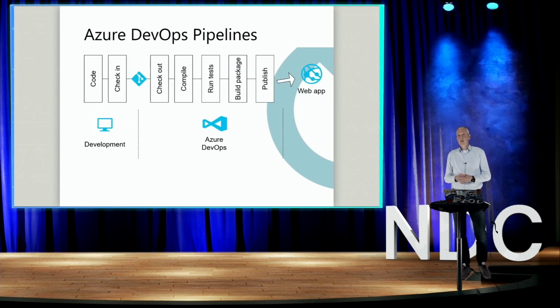In the scenario of a build infrastructure, you still have your development, your coding, and you check in your code to the local repository, and then you push it to some Git repository remote. Then on Azure DevOps pipelines, you check it out, it is compiled, you run the tests, you build your packages, and you publish it to a web application.